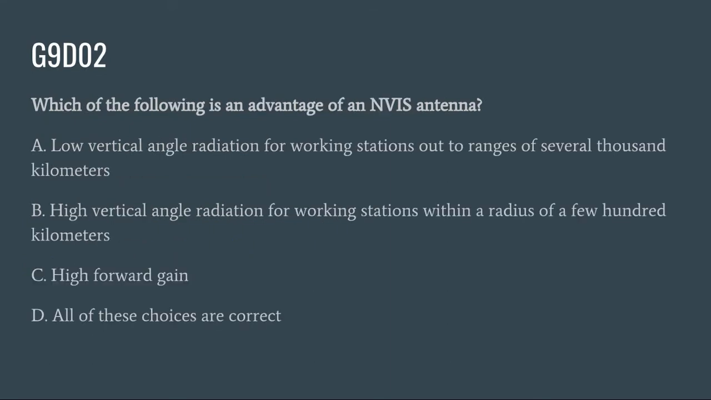G9D02, which of the following is an advantage of an NVIS antenna? A. Low vertical angle radiation for working stations out to ranges of several thousand kilometers. B. High vertical angle radiation for working stations within a radius of a few hundred kilometers. C. High forward gain. Or D. All of these choices are correct. Correct answer B. High vertical angle radiation for working stations within a radius of a few hundred kilometers.